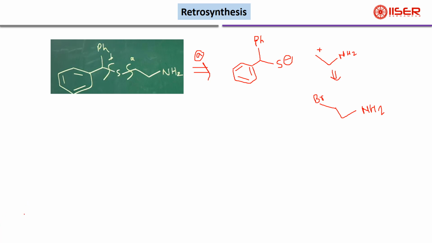Another probability, that is path B. Then there will be a positive charge here and negative charge on sulfur, to give a diphenyl bromide.